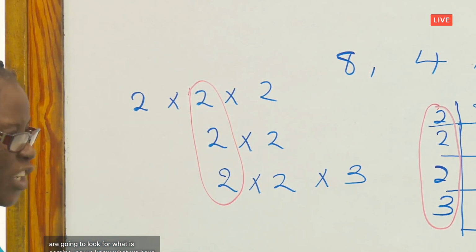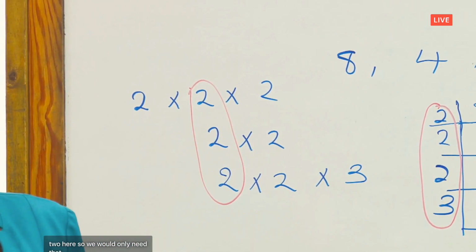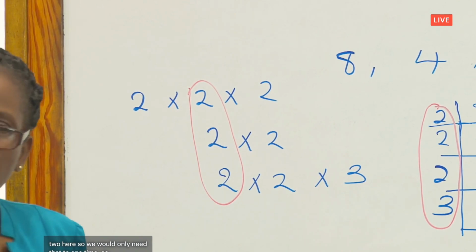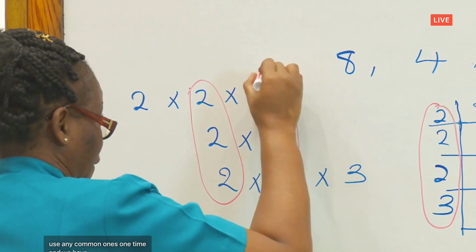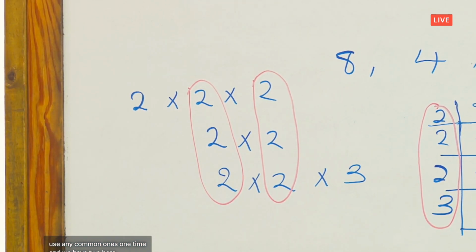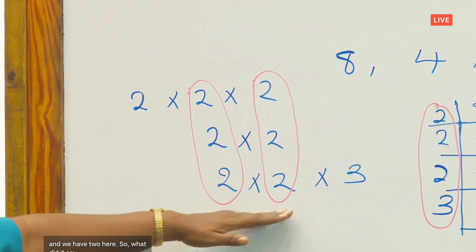So we are going to look for what is common. So we notice we have 2 here. So we will only need that 2 one time. So we are just using the common ones one time. And we have 2 here.